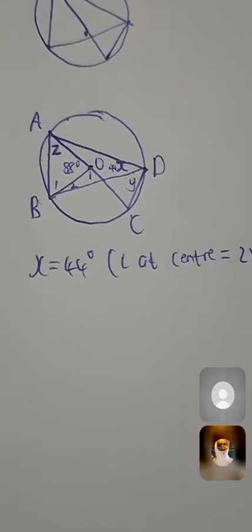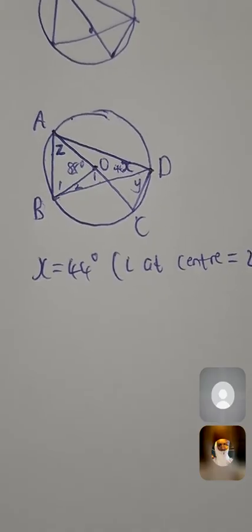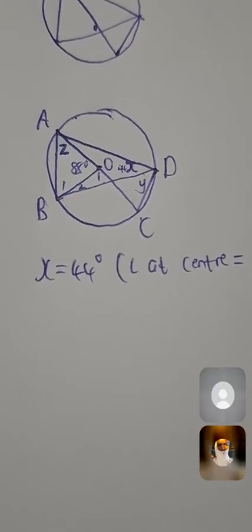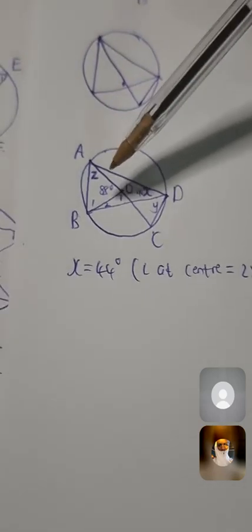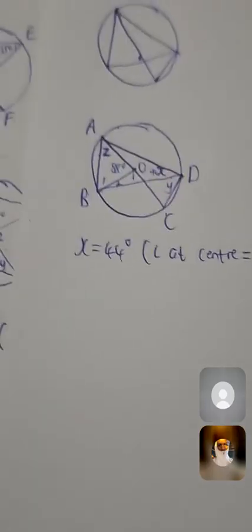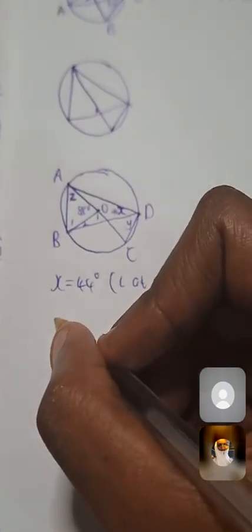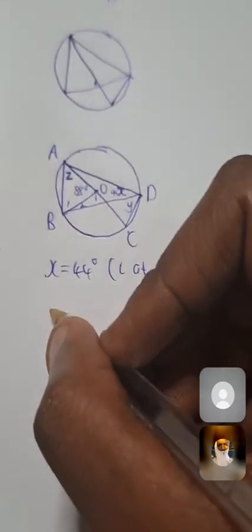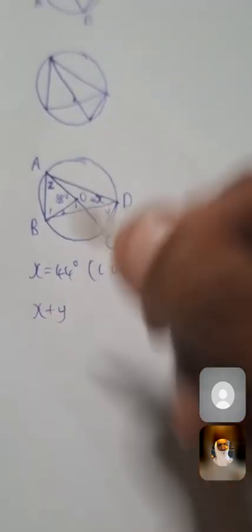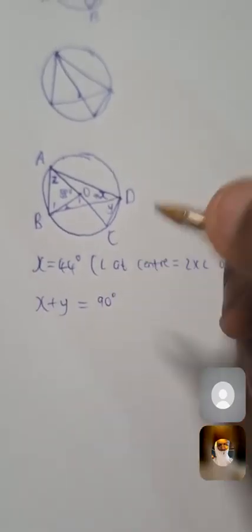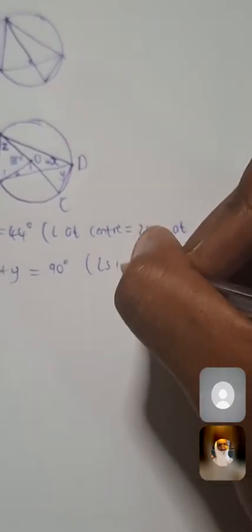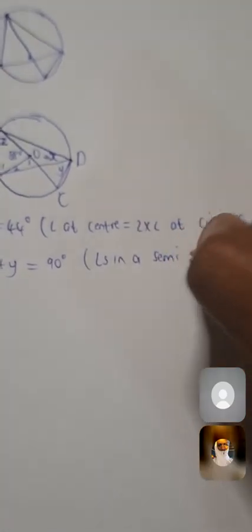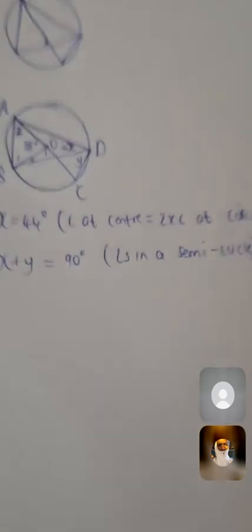O is the center. So the line that passes through the center and touches both sides of the circle is the diameter. Oh. So AC is the diameter. Wow. Okay. All right. So say that again. You said AC is the diameter. So yes, X plus Y equals 90 degrees. The reason you said? Angles in a semicircle.